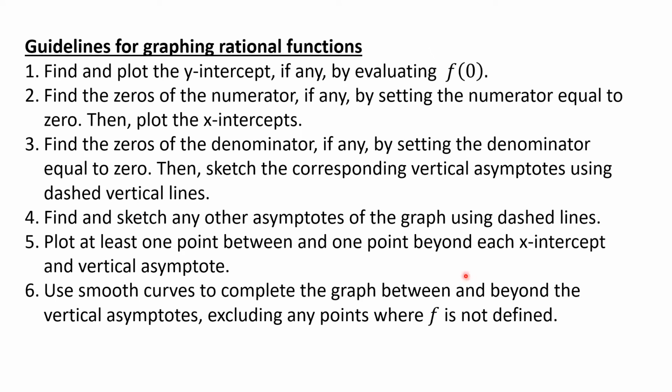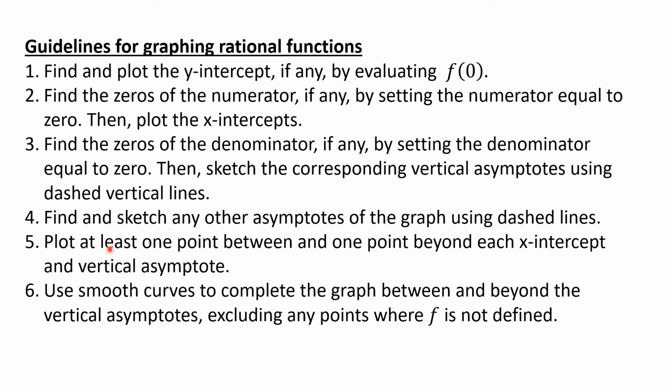So, guidelines for graphing rational functions. First is find and plot the y-intercept, if any, by evaluating f of 0. Second is find the zeros of the numerator, if any, by setting the numerator equal to 0, then plot the x-intercepts. Third is find the zeros of the denominator, if any, by setting the denominator equal to 0, then sketch the corresponding vertical asymptotes using dashed vertical lines. Fourth is find and sketch any other asymptotes of the graph using dashed lines.